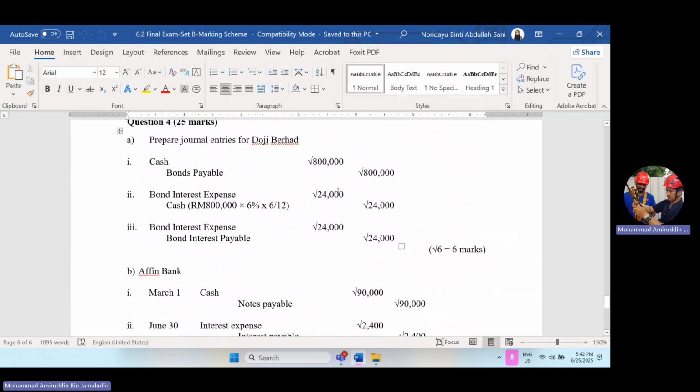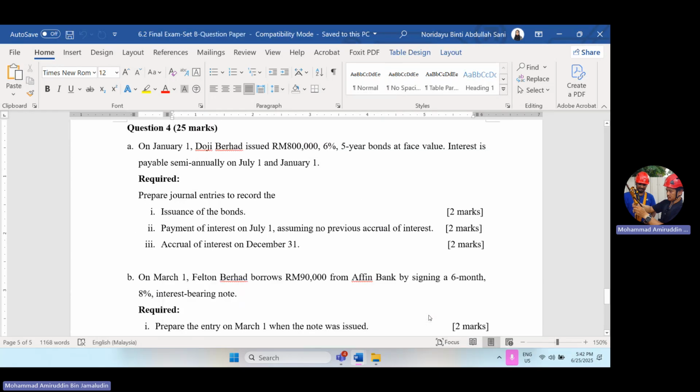Debit cash, credit bonds payable. You see one tick, 1 mark. It's not half mark or 0.25. Very technical, right? This one's very direct. You lose 1 mark just because you don't know the double entry.